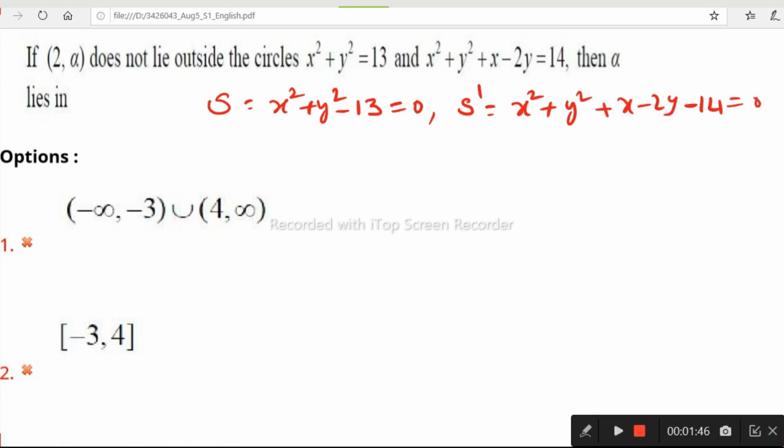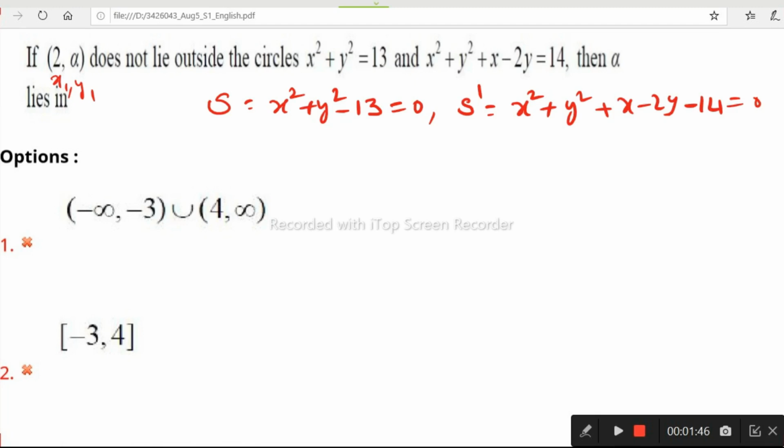The point does not lie outside the circle, which means it must be on or inside the circle. What is the condition for lying on or inside the circle? The point is taken as (x1, y1). The condition is that S11 must be less than or equal to 0. For S we take S11, and for S dash we take S dash 11, less than or equal to 0. That is the condition we use, and from it we get the required range.